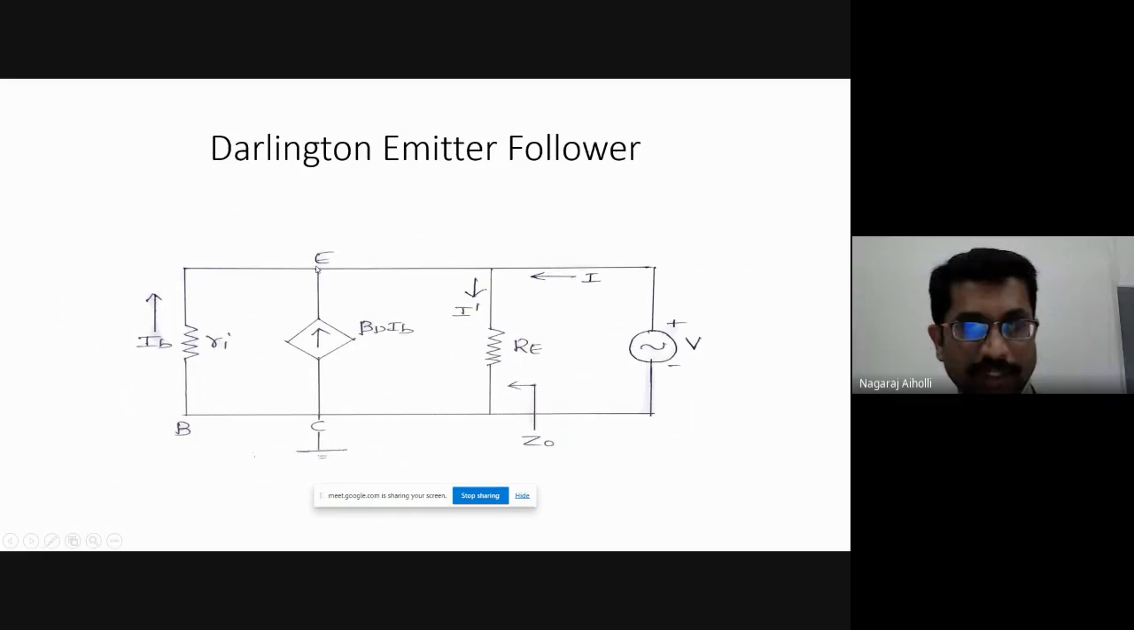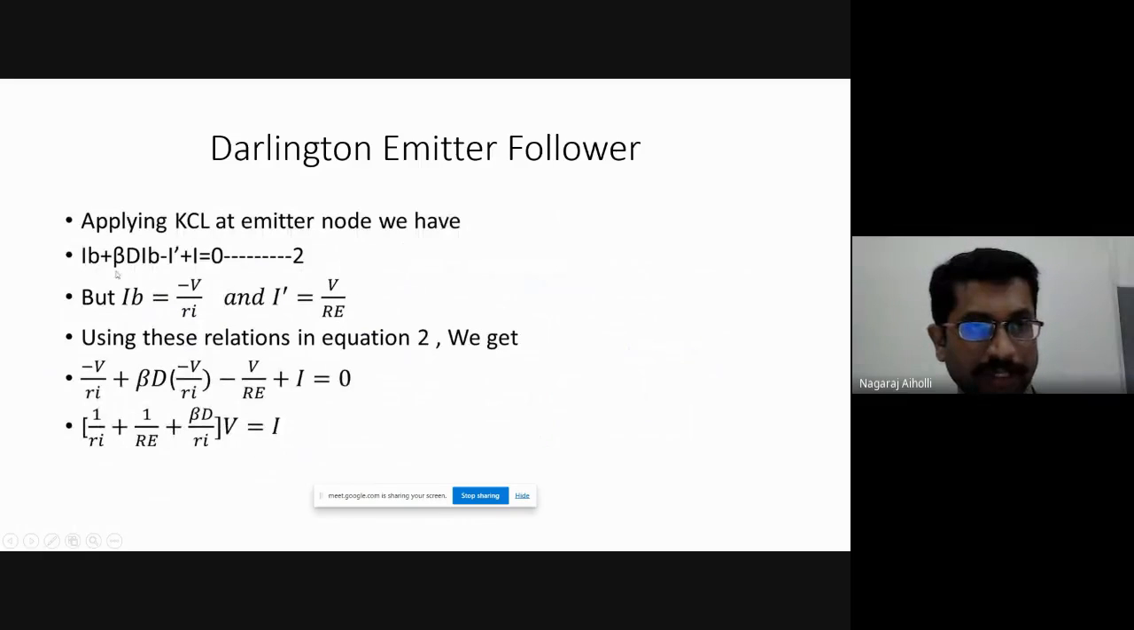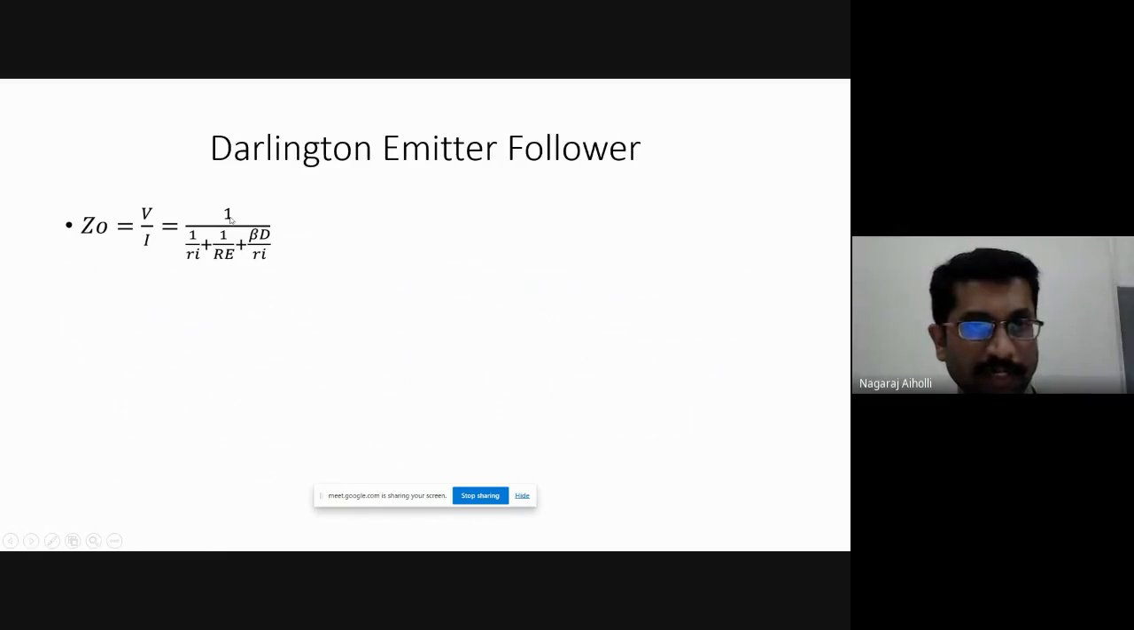We are applying KCL to the emitter node. Once we apply KCL, then we get the main equation IB plus beta D IB minus I dash plus I is equal to 0. We are substituting for IB and I dash into the main equation, and we are getting the value of output impedance as 1 divided by 1 upon Ri plus 1 upon Re plus beta D by Ri.